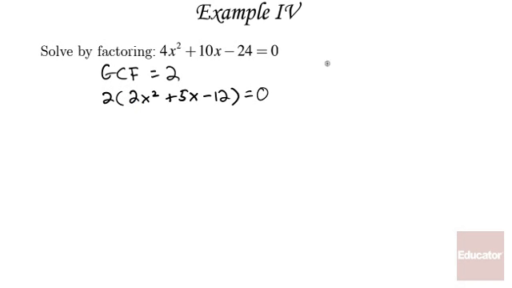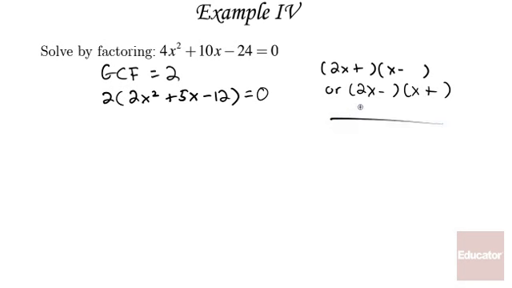When the leading coefficient is 2, I'm going to have something in this form. And I have a negative here, so I also know that one of these is going to be a positive and one is going to be a negative. But I don't actually know which one yet. Okay, let's look at some factors of 12. Factors of 12 would be 1 and 12, 2 and 6, and 3 and 4.